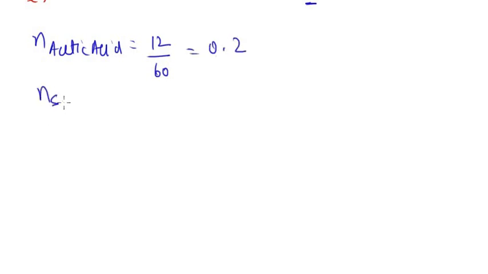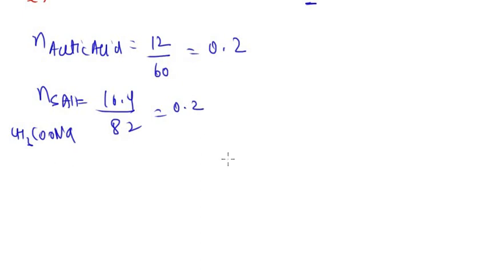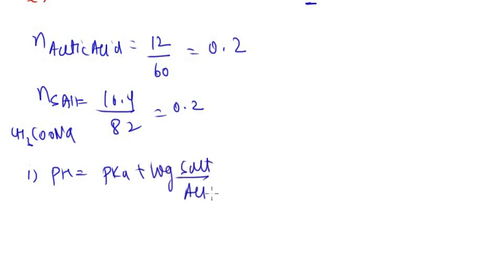Now the moles of salt. The salt is 16.4 gram, and the molar mass of CH3COONa is 82, so that is 0.2. So first of all, pH equals pKa plus log salt upon acid. So pKa is 5, plus log of salt 0.2 upon acid 0.2. So salt upon acid becomes 1, and pH is 5.